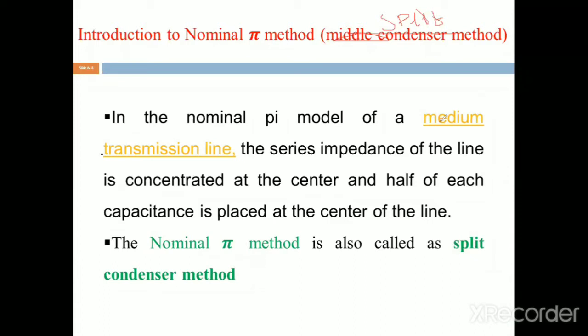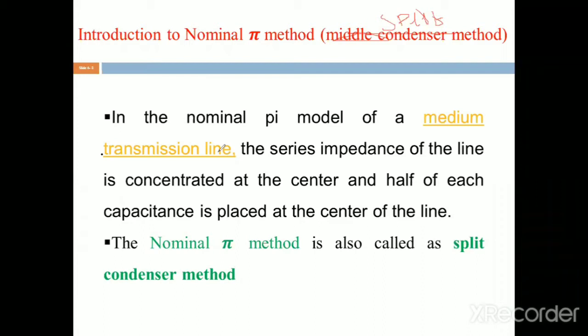Basically, on the basis of capacitance, the medium transmission line is divided into three types. The first is the end condenser method. End means that the capacitance is connected at the end of the transmission line. Next, what is the second one? That is the middle condenser method.